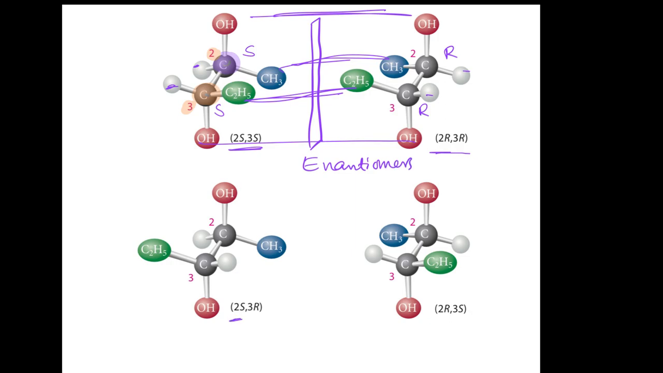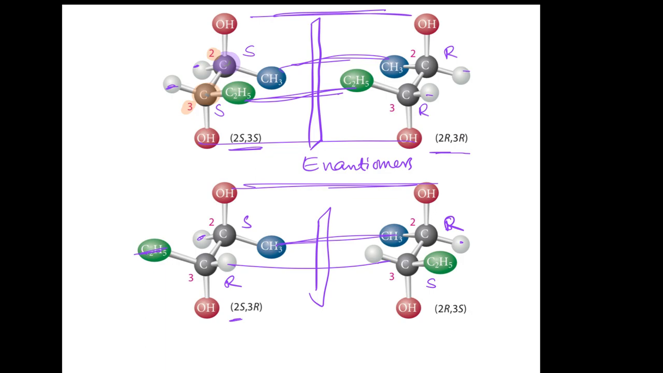Similarly here, this is S configuration, R configuration, R configuration and S configuration. Now you have to check whether these are mirror images or not. This is a mirror. OH is the same, CH3 and H. Next here H is the same, and C2H5, OH. So these are also enantiomers.